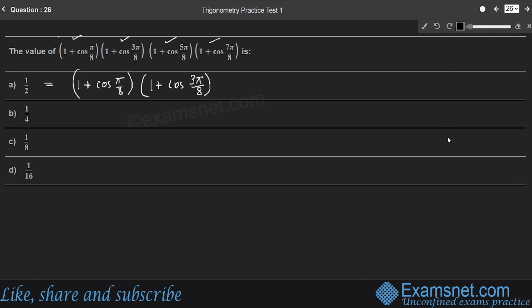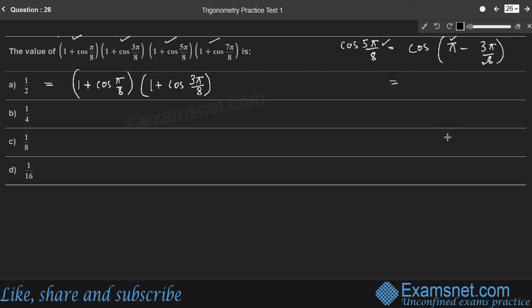So, which is 1 plus cos 5 pi by 8. We'll write cos 5 pi by 8 can be written as cos of pi minus 3 pi by 8, right? So that here 8 becomes LCM. So 8 pi minus 3 pi gives 5 pi, right?